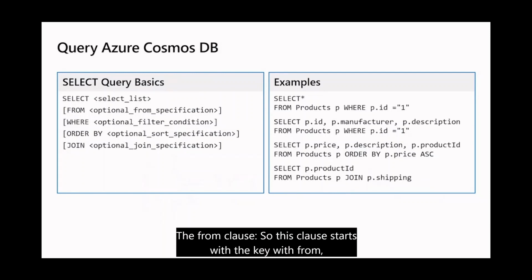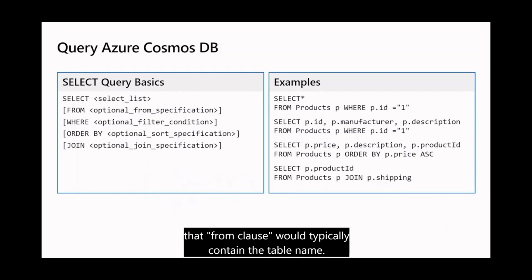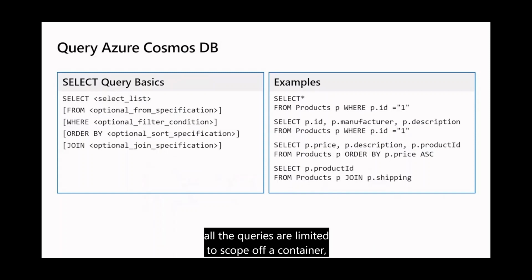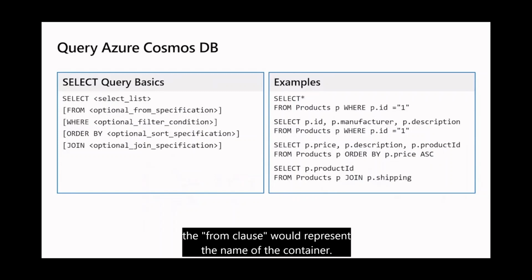The from clause, so this clause starts with the keyword from, followed by an identifier, which represents the source of the records. And you can usually use an alias as well to identify where the source is coming from. So in a relational database query, that from clause would typically contain the table name. Now, using the SQL API for Cosmos DB, all the queries are limited to the scope of a container. So the identifier after the from clause would represent the name of the container.